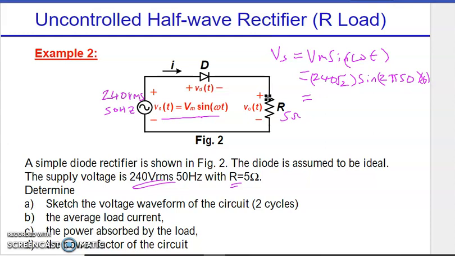240 times root 2, how much do you get? For the provided slide, you can pause a bit for calculation, and you can continue after that, so that you can understand our discussion. So 340 sine 100 pi t. So you can write the instantaneous source voltage like this. Okay, then only you go with the question.